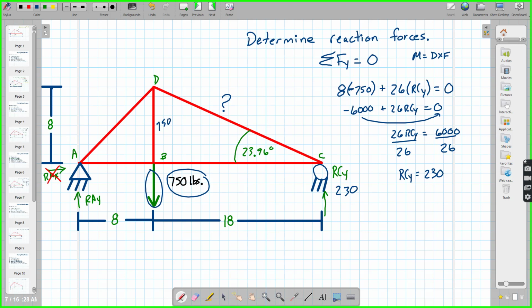I've got to have a reaction force too. So the reaction forces have to add up to the same. So basically what I'm saying is 750 minus 230, right? That's going to give us what? 520. So our RAY is 520. And if we look at that, the 520 and the 230 add up to 750.